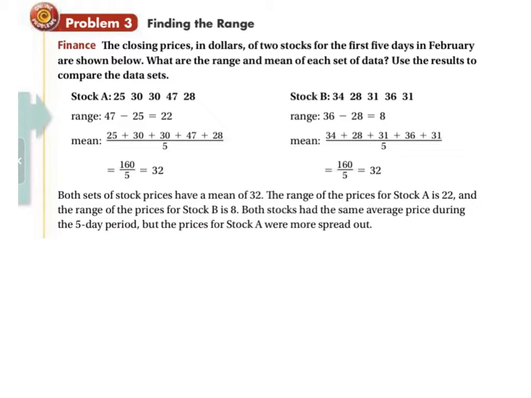So again, both sets of stocks have a mean of 32. The range for A is 22. The range for B is 8. They had the same average price, but the prices for A were more spread out. So B was a little more reliable, maybe. That's one way to look at that.